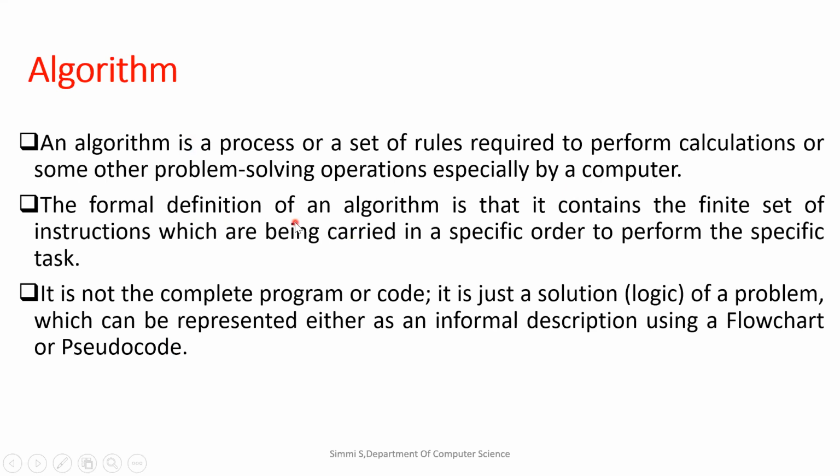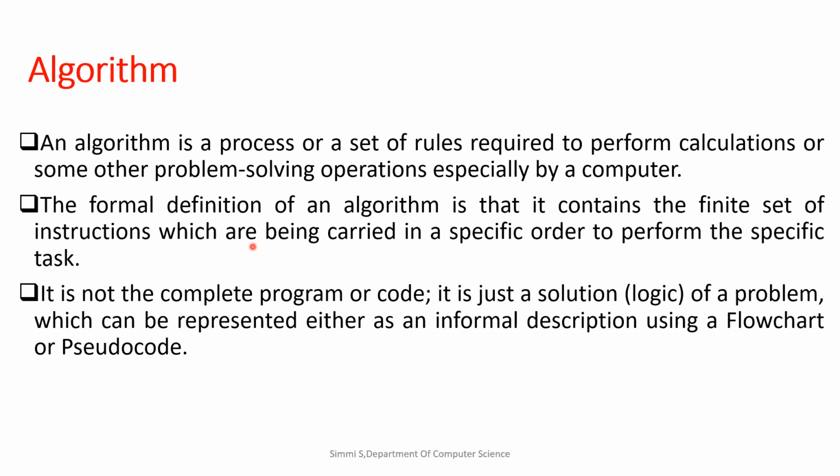And the formal definition of an algorithm is that it contains a finite set of instructions which are carried out in a specific order to perform specific tasks. It's not the complete program or code, it's just a solution of a problem, which can be represented either as an informal description using a flowchart or pseudocode. So basically, an algorithm is a step-by-step procedure to solve a particular problem. Depending upon the nature of the problem, the steps and the sequence will vary.